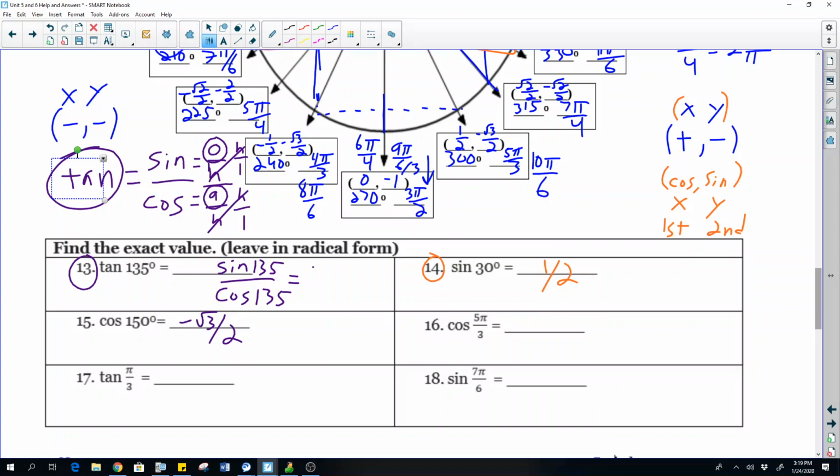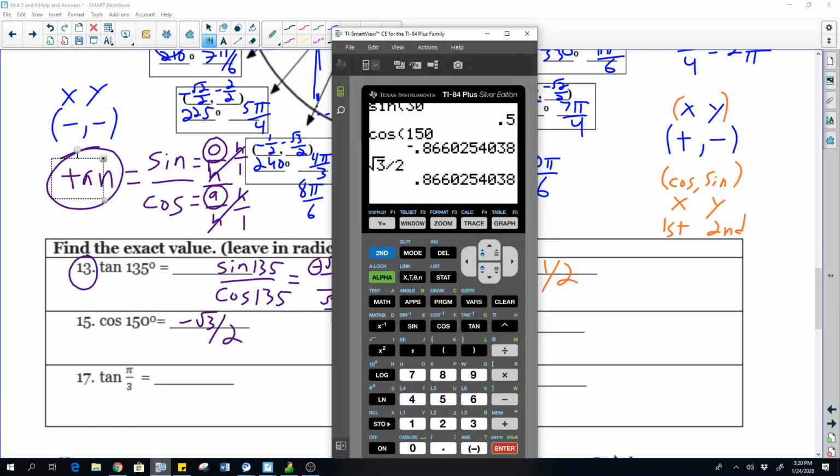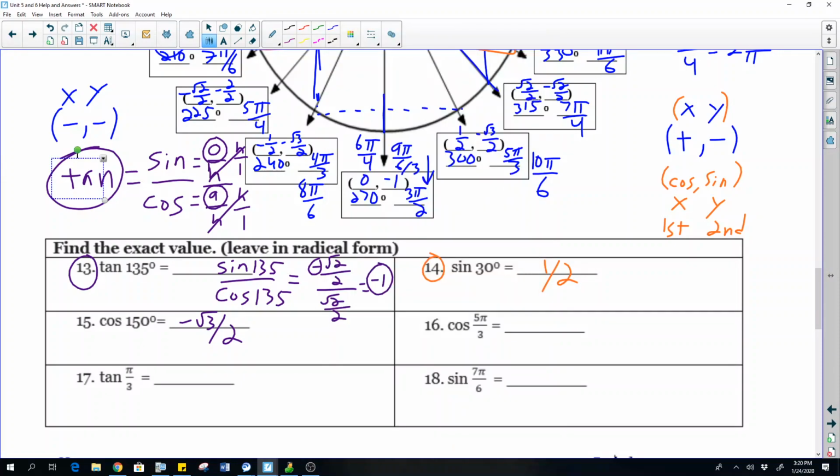So let's write that down. It's going to be radical 2 over 2 all over negative radical 2 over 2. And of course, anything divided by itself is just 1. But in this case, because of the negative, it'll be negative 1. So that's how you find it without the calculator. You can use it just to check your answer to make sure I'm telling you the truth. And there it is, negative 1. But that's the reason why.